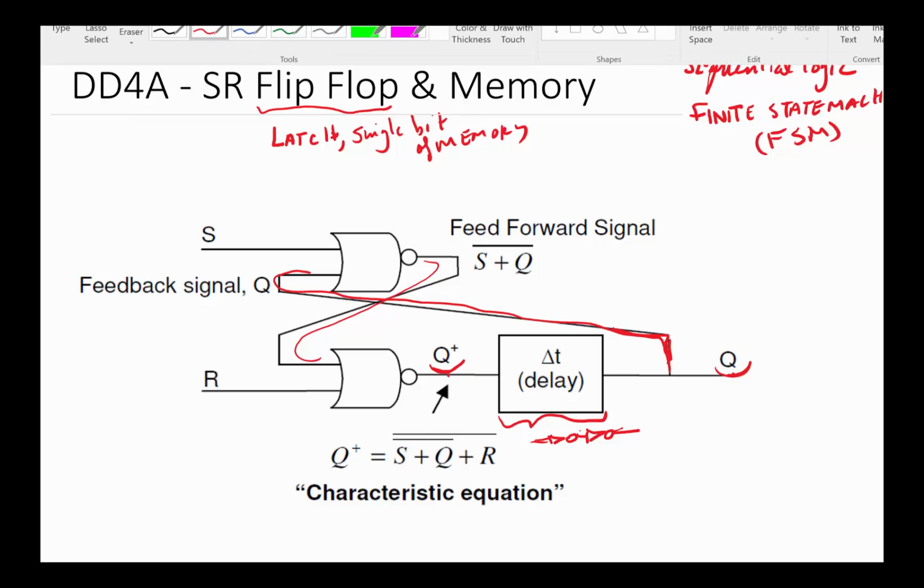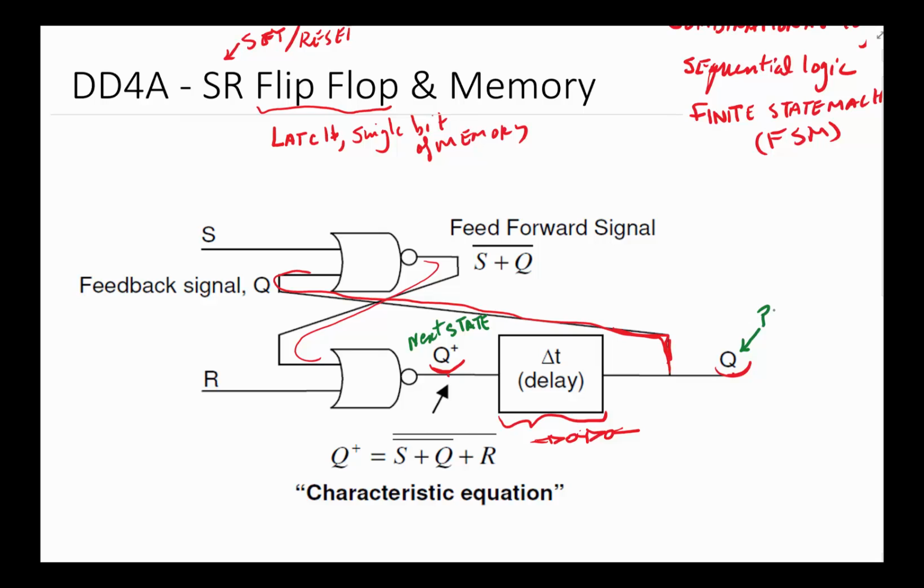This Q plus is referred to as the next state. That's basically the value that's stored in the memory. This is available to the outside world and is called the present state. So now we introduce a new concept: we have a present state and a next state, and the only difference is that the present state is going to become equal to the next state in a short amount of time, for example, the time it takes to go through 2 NOT gates. But the important part is that this next state will come back and impact the next state. That's something we need to really pay attention to.